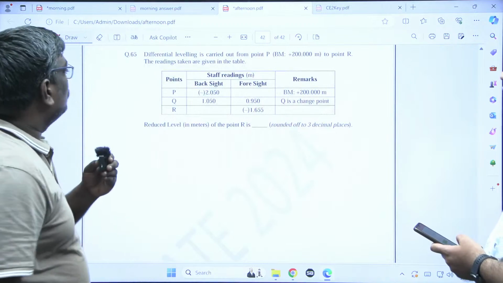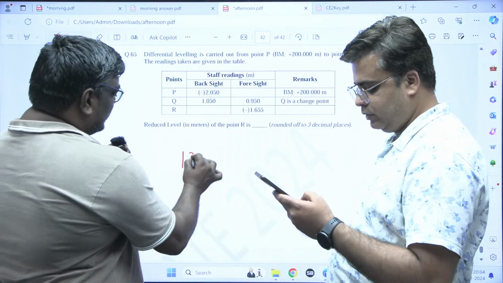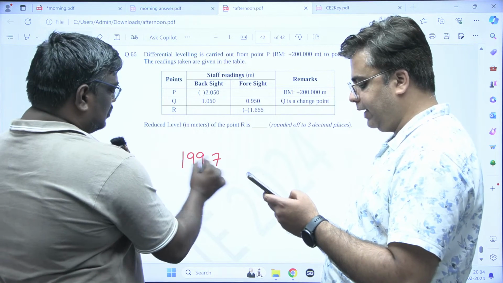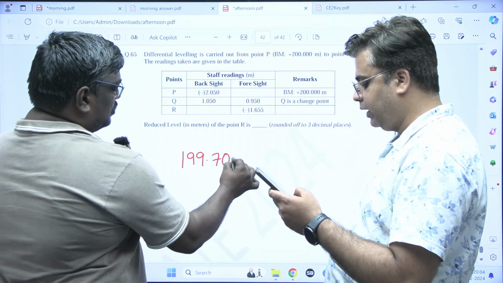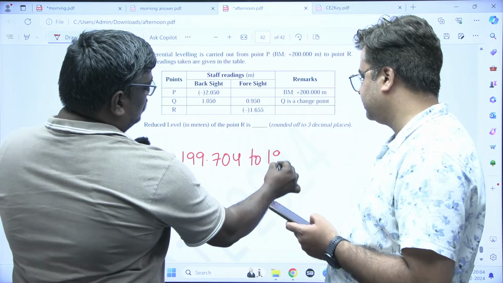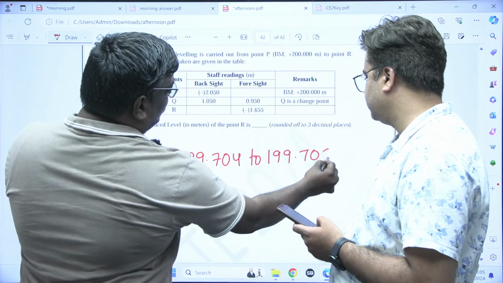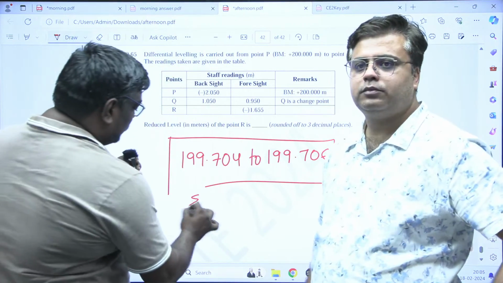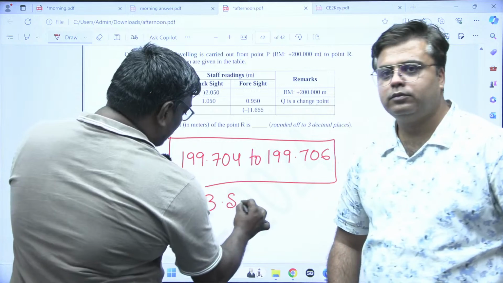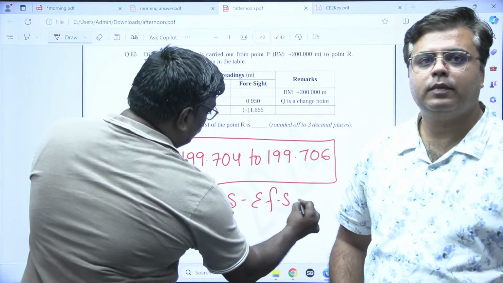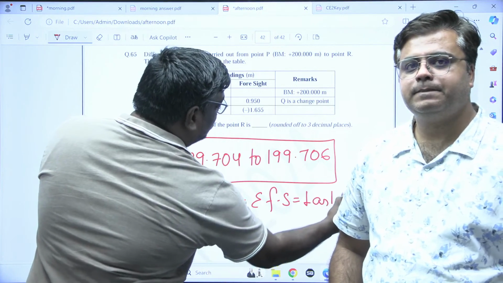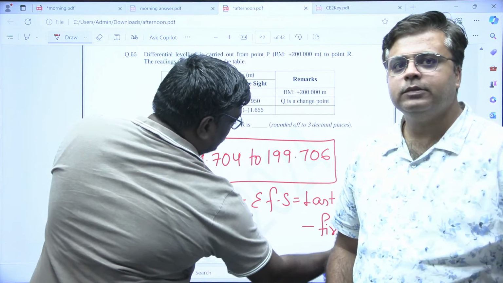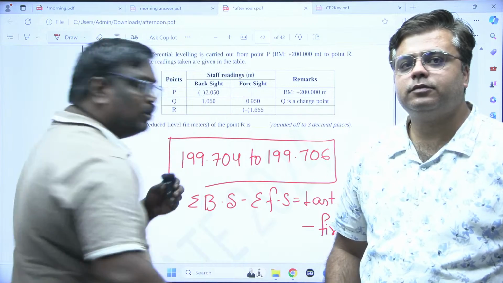Now this is also a last survey question. For the last question you will get an answer of 199.705. The range is 199.704 to 199.706. Anything near 705 you will get the right answer. The concept here is sum of backsight minus sum of foresight is equal to last RL minus first RL. Using this concept you will get the answer.